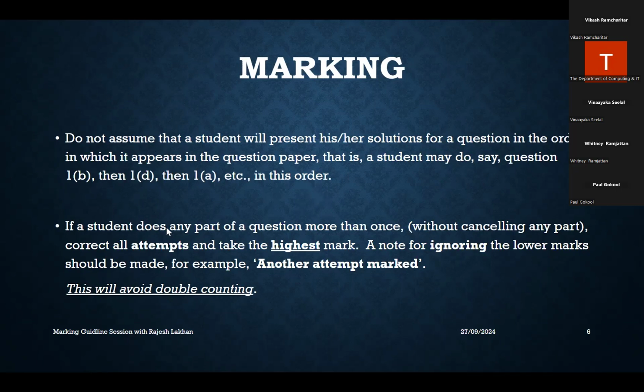If a student does part of a question more than once without canceling any parts, and they do it correct, you have to mark both and give the highest mark. Choose the highest mark, and add a note for ignoring the low marks, for example, "another attempt." So where they have the different attempts, you just put a note, another attempt done, so we would know not to correct that one, or not to look at it. This will avoid double counting.